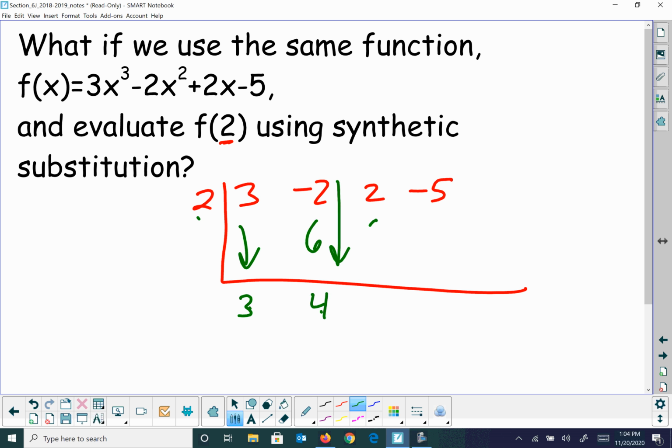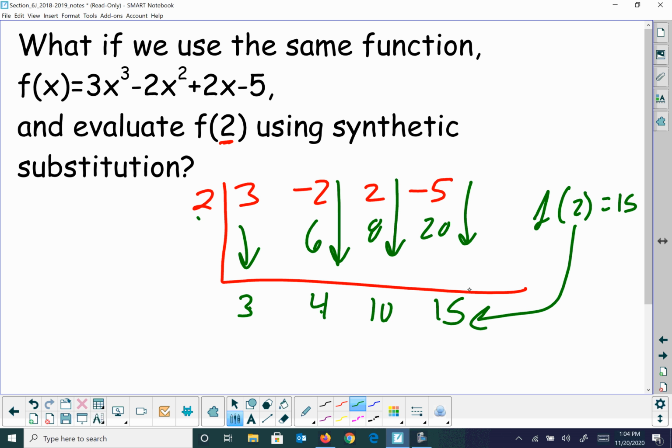4 times 2 is 8. Add straight down, that gives me 10. 10 times 2 is 20. Add straight down, so that gives me 15. Okay, so the function at 2 is equal to 15. It is whatever our remainder is. So again, that would yield me the point 2 comma 15 if I wanted to plot it on a graph.